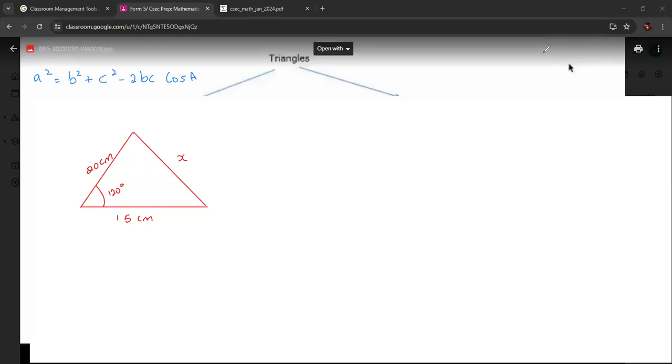All right, so let's take a look at this one. Now, they gave us a side, an angle, and a side where the angle is in between two sides. Remember, with your sine rule, you're using it for either an angle and two sides, or an angle, another angle, and a side.